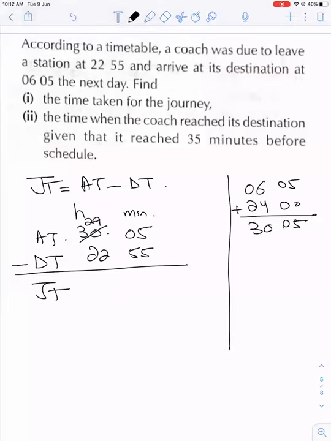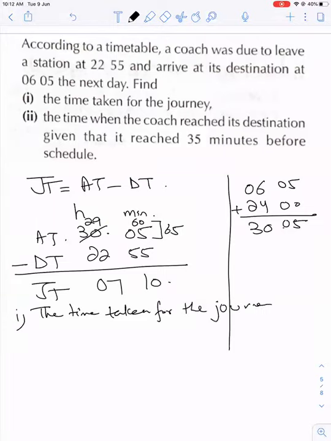29 hours left here. Okay, so 1 hour, when it comes from the hours column, it will be 60. 60 plus 5 is 65. 65 minus gives you 10 minutes. 29 minus 22 is 7. Okay, so the answer for the first part, the time taken for the journey, is 7 hours and 10 minutes.